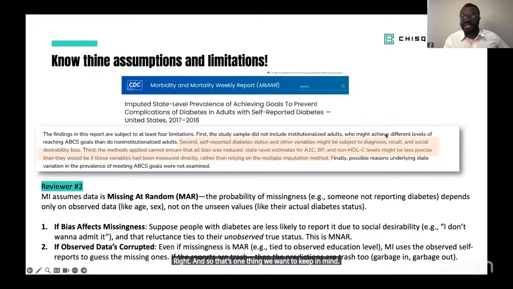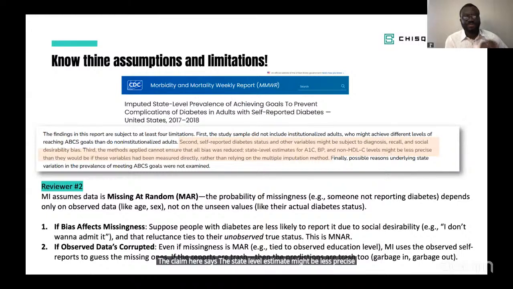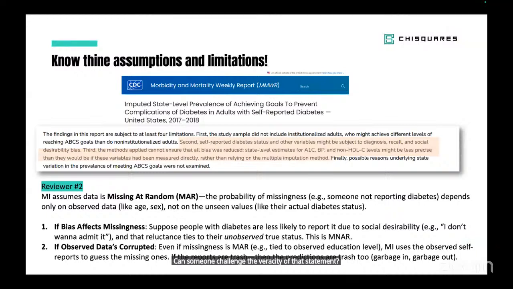But I also want somebody else to critique this part here. There is something here we're just leaving completely open. The claim here says that the state level estimates might be less precise than they would be if these variables had been measured directly rather than relying on multiple imputation. Can someone challenge the veracity of that statement? Jeremiah.